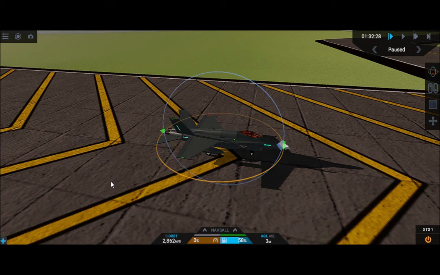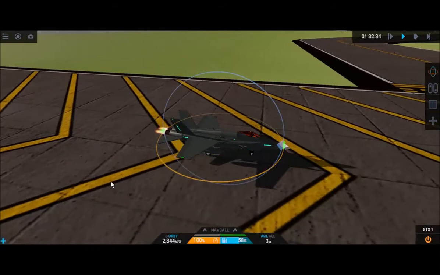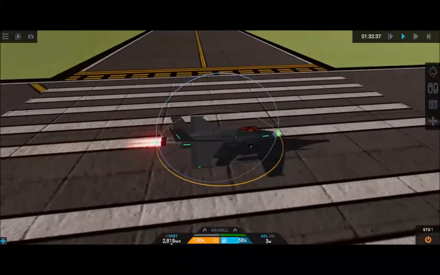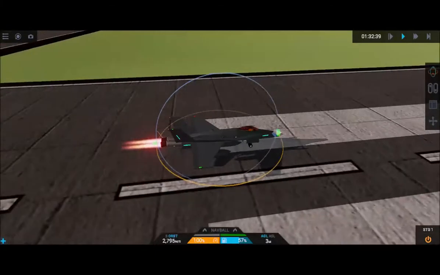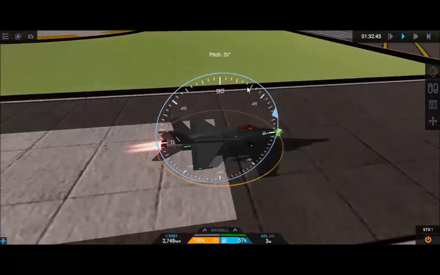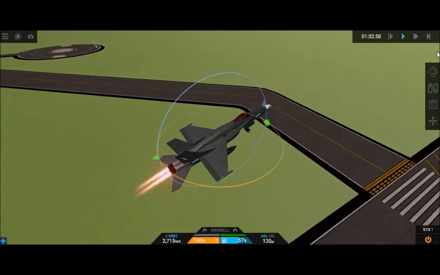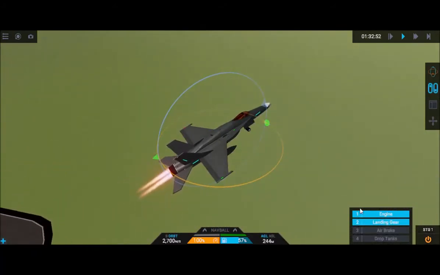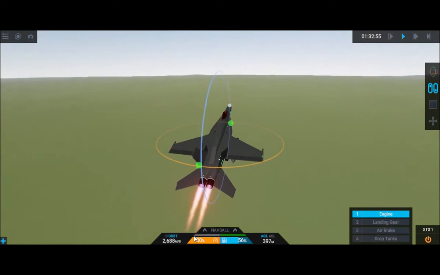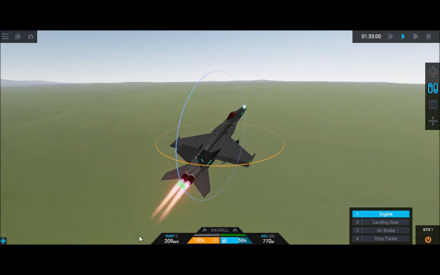Now let's try to take off and see what's gonna happen. Start the engines. And it's worth noticing here that the speed is decreasing. That's the orbital speed, it's decreasing. Now we're airborne. Retract landing gear. Speed is still decreasing. Now let's check the surface speed. The surface speed is increasing.